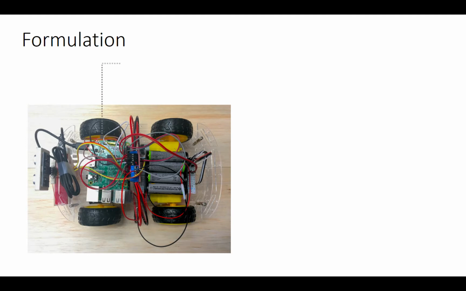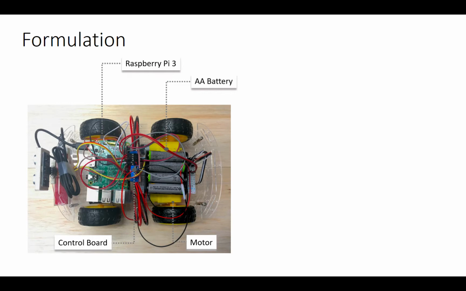On the right of the Pi board is the battery. It powers up the control board and the motor. In between is the L298N motor control board. It could receive PWM signals from the Raspberry Pi and let the motor run at a certain speed. There are 4 wheels and 1 motor for each. The motor could let the vehicle run.